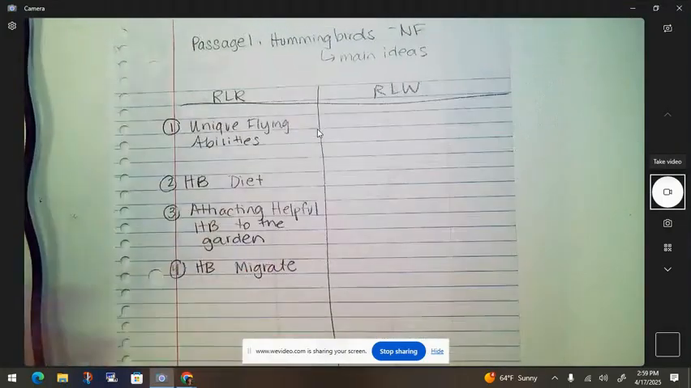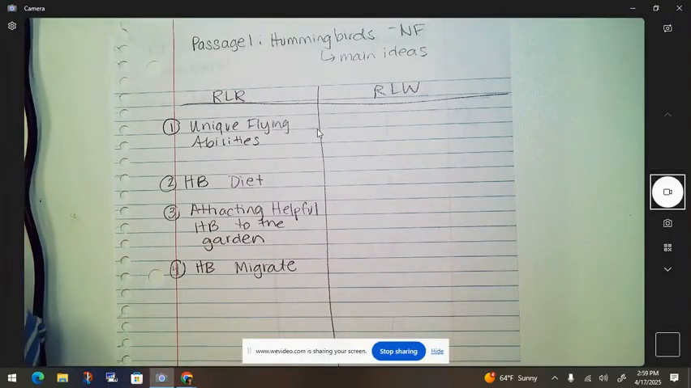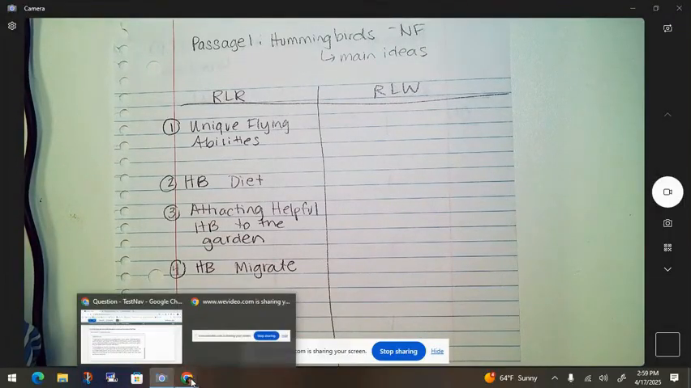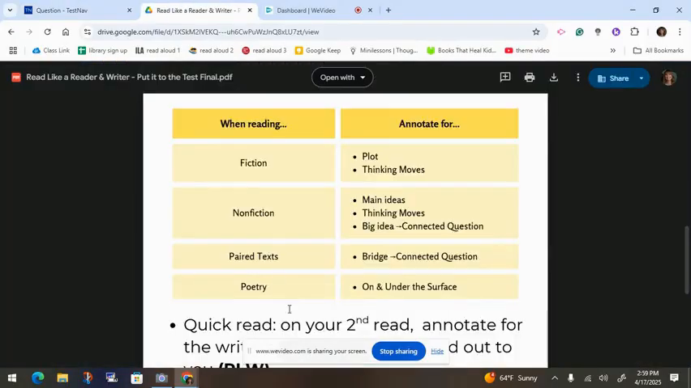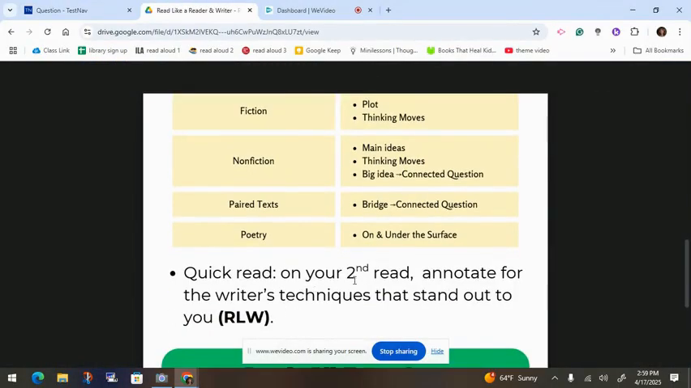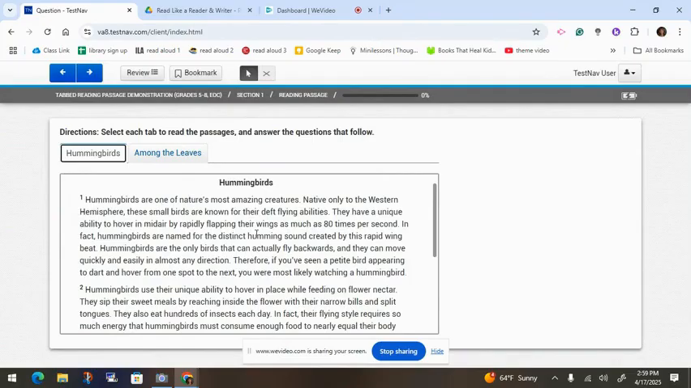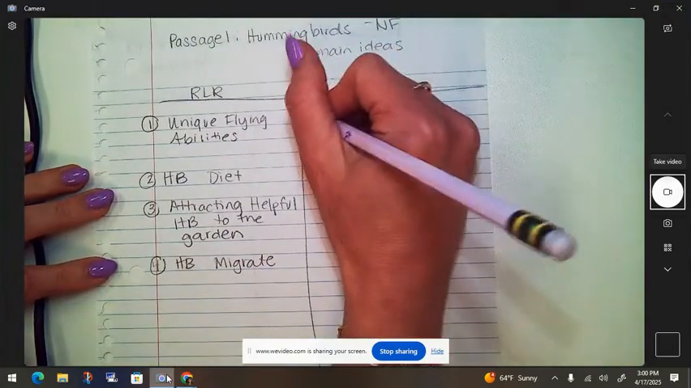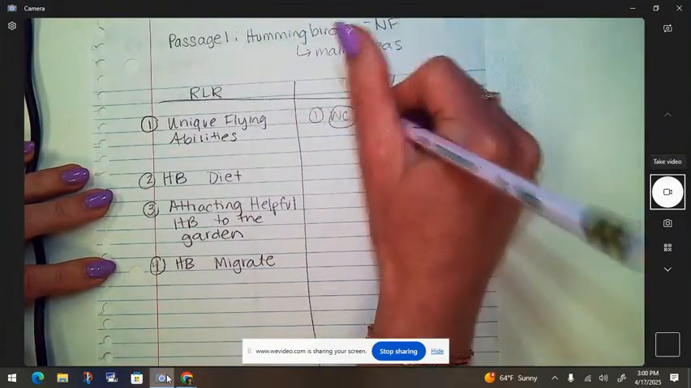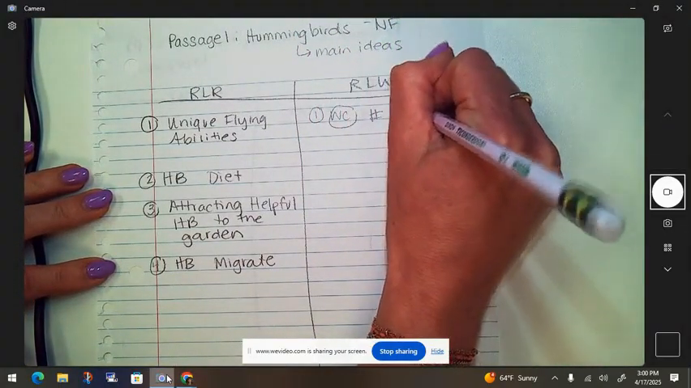Okay, so I have read this as a reader. I've got my main ideas. I am now, if we go back to that anchor chart, going to give it a quick second glance and just pull out those things that are sticking out to us as writers that we learned about this year for nonfiction. So in paragraph 1, I noticed this stuck out to me when I was reading about their flying abilities, 80 times per second. So I feel like there, in paragraph 1, we had a word choice thing. They were using a number and stat.